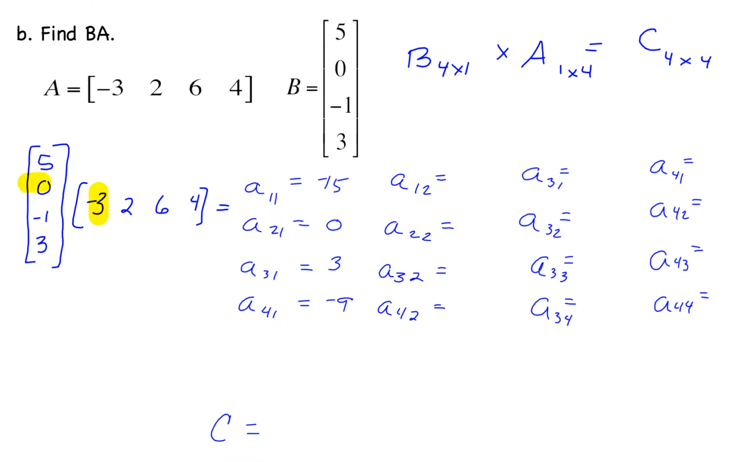Now we're going to move back up to row 1, column 2. That result is 10. Row 2, whoa, wrong thing. Row 2, column 2 should give me a 0. Row 3, column 2 is negative 2. Row 4, column 2 is 6.